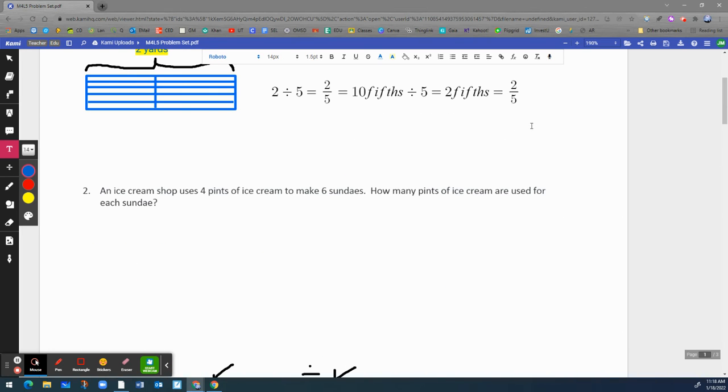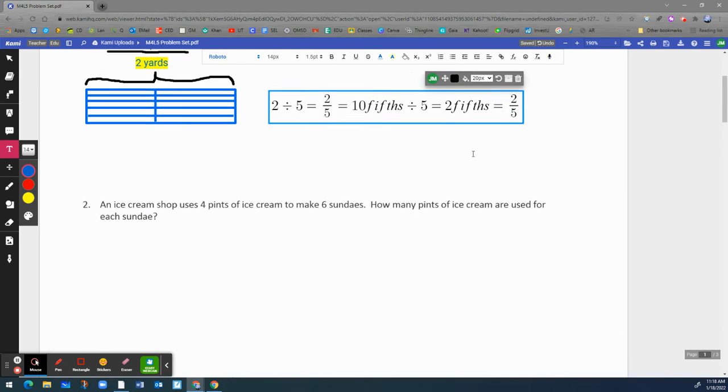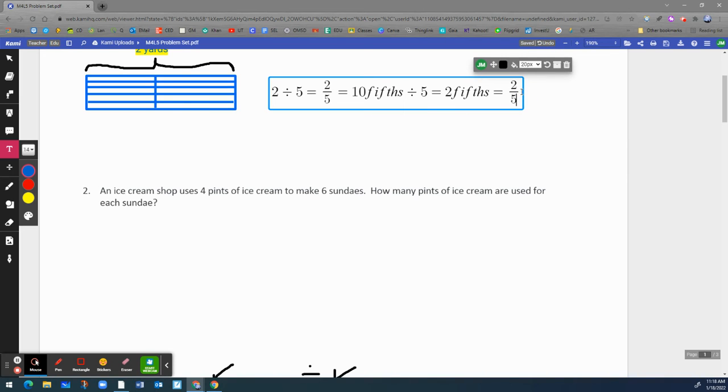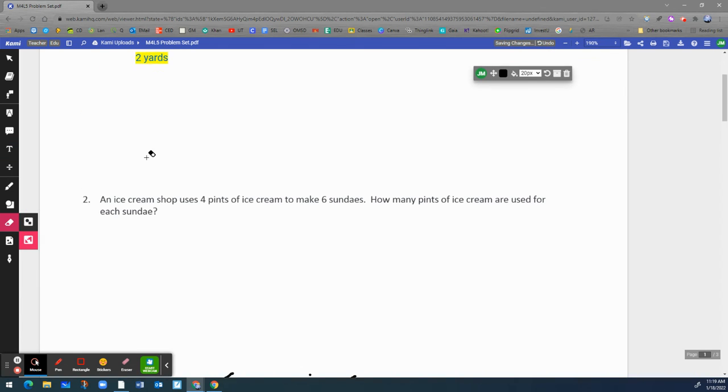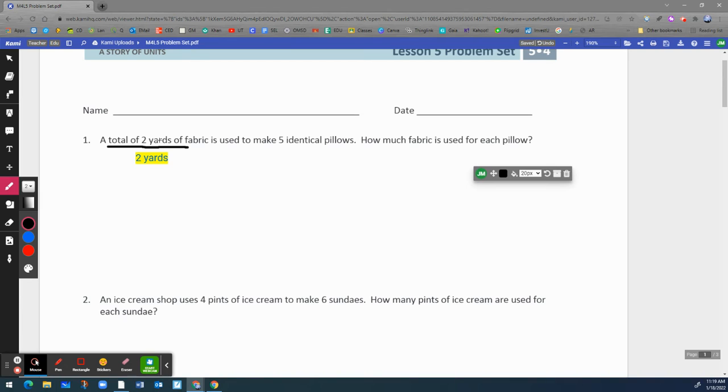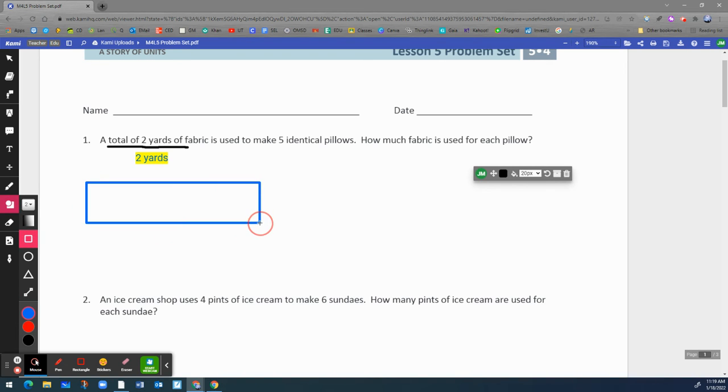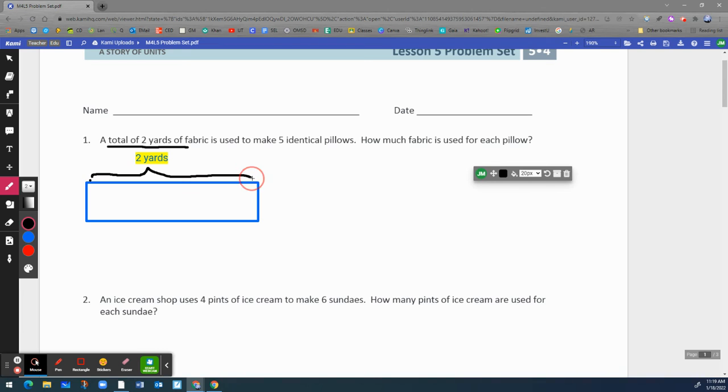Let's look at another problem that is already completed. Well, this one is a little different. This one, what we did here is start from scratch. Watch this. A total of 2 yards of fabric is used to make 5 identical pillows. So let's represent that with the tape diagram. This is going to represent the 2 yards, okay? And let me just label this 2 yards.